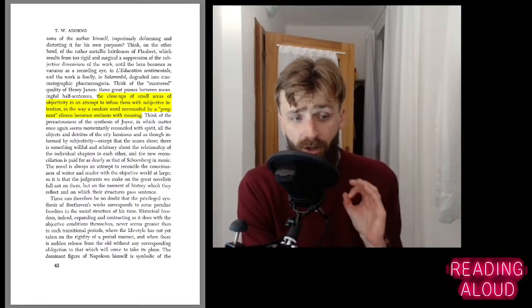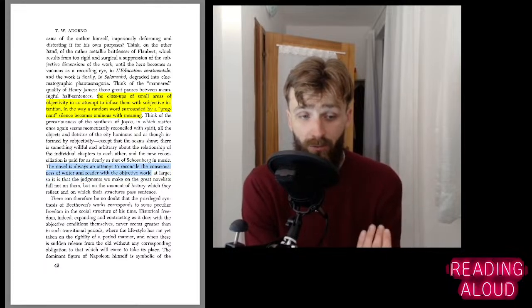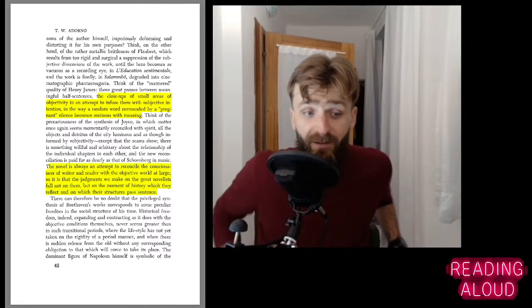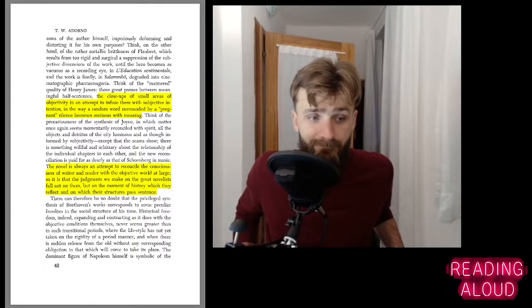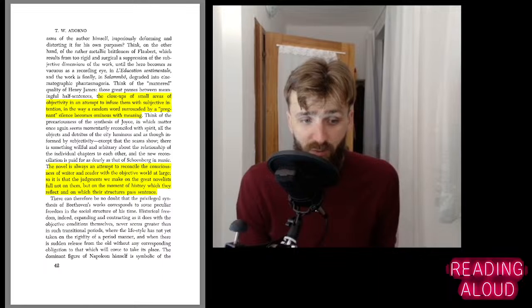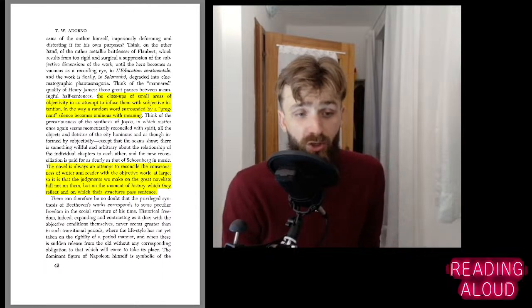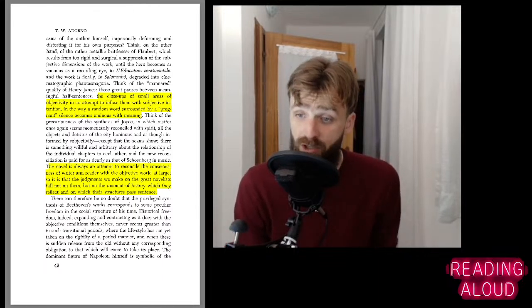The novel is always an attempt to reconcile the consciousness of the writer and reader with the objective world at large, so that the judgments we make on great novelists fall not on them, but on the moment of history which they reflect and on which their structures pass sentence. There can therefore be no doubt that the privileged synthesis of Beethoven's work corresponds to some peculiar freedom in the social structure of his time.